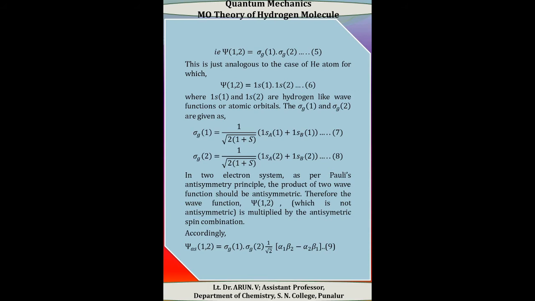In two electron systems, as per Pauli's antisymmetry principle, the product of two wave functions should be antisymmetric. Here the wave function psi12 is not antisymmetric, but this function psi12 can be antisymmetrized by multiplying with the spin combinations, that is alpha beta. Accordingly, psi antisymmetric 12 is equal to sigma g1 sigma g2 into 1 by root 2 into alpha 1 beta 2 minus alpha 2 beta 1.